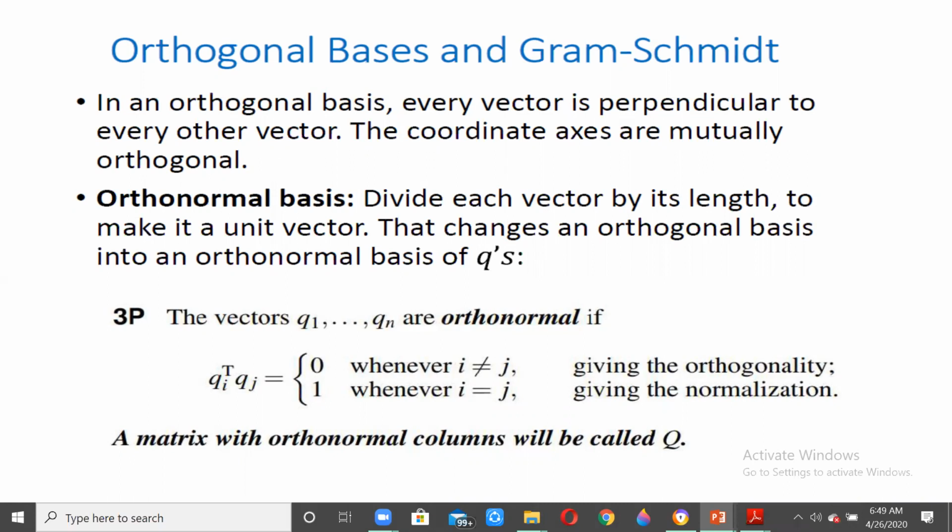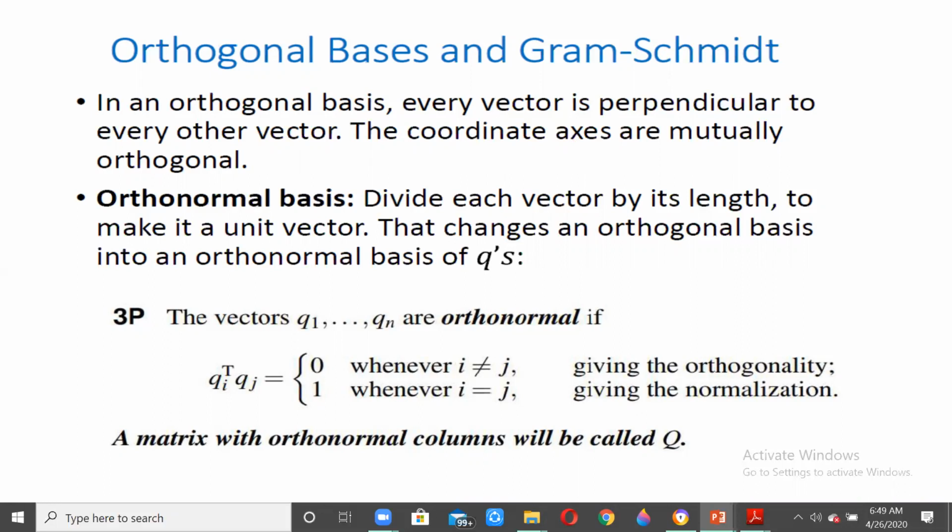In an orthogonal basis, the terms here are orthogonal and basis. Basis means both the conditions of independence as well as spanning should be satisfied. Orthogonal just means it is perpendicular to each other. Each vector is perpendicular to every other vector in the orthogonal basis. So the coordinate axes are naturally mutually orthogonal.